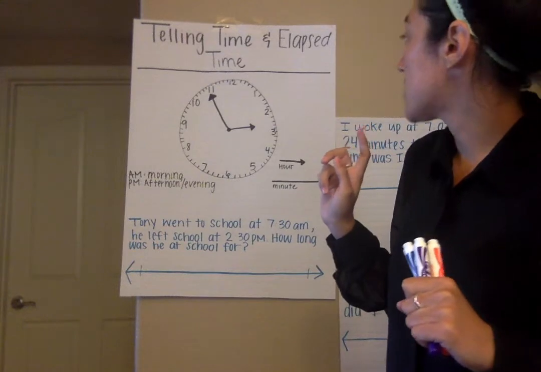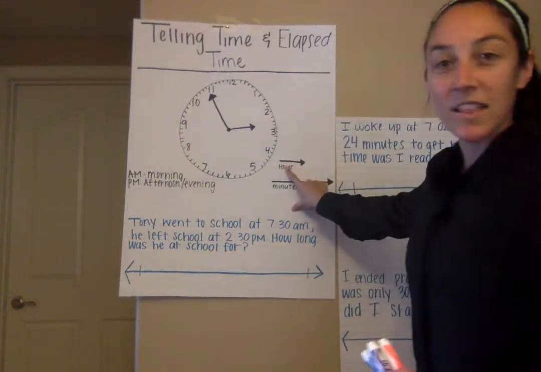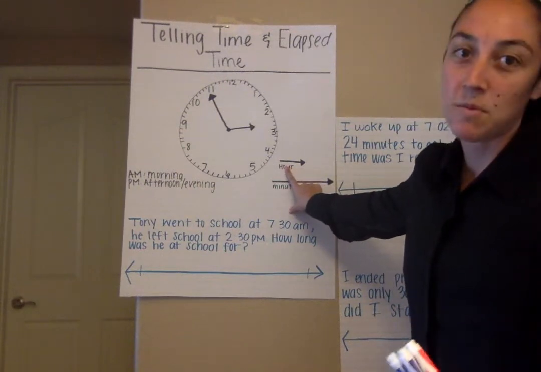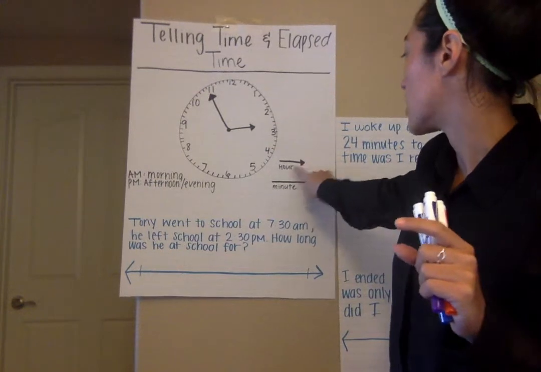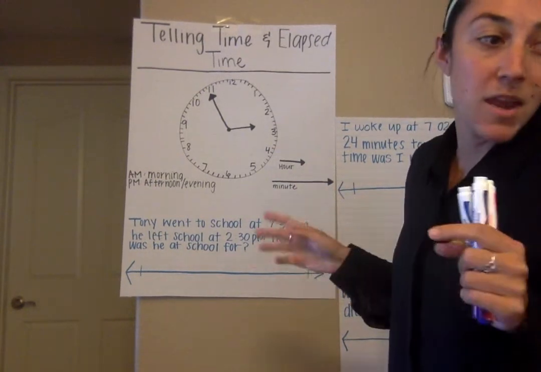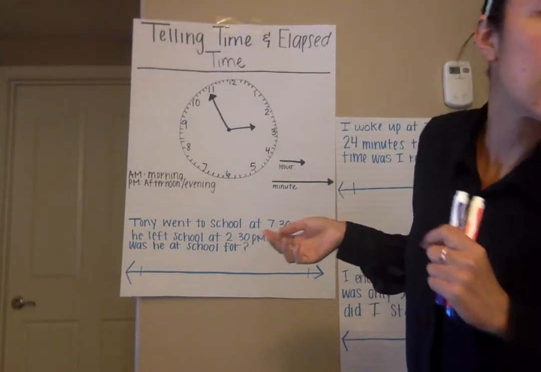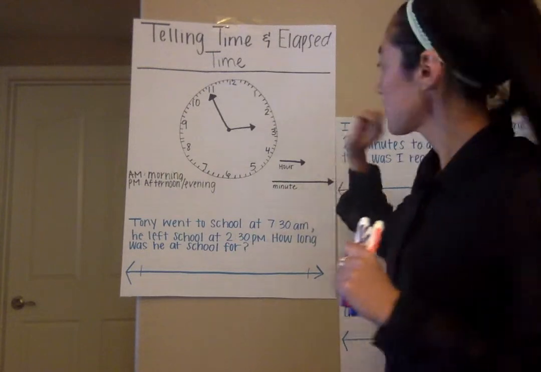So the first thing I'm going to start out with is that the little hand is the hour hand. We remember that because the word hour is shorter, so the hour hand is shorter. The minute hand is longer. Also, the word minute is much longer. So we remember those two things that way.